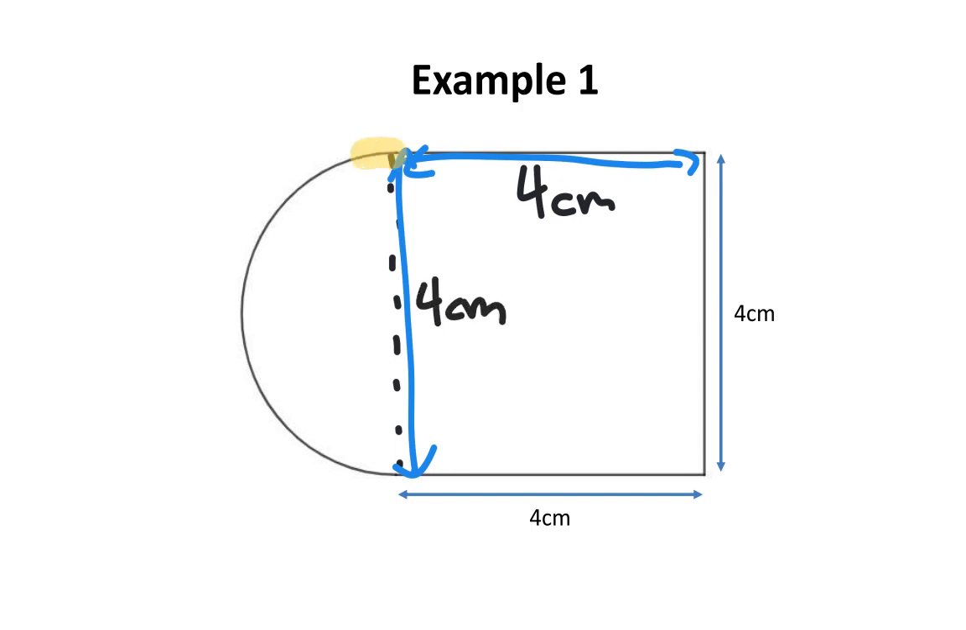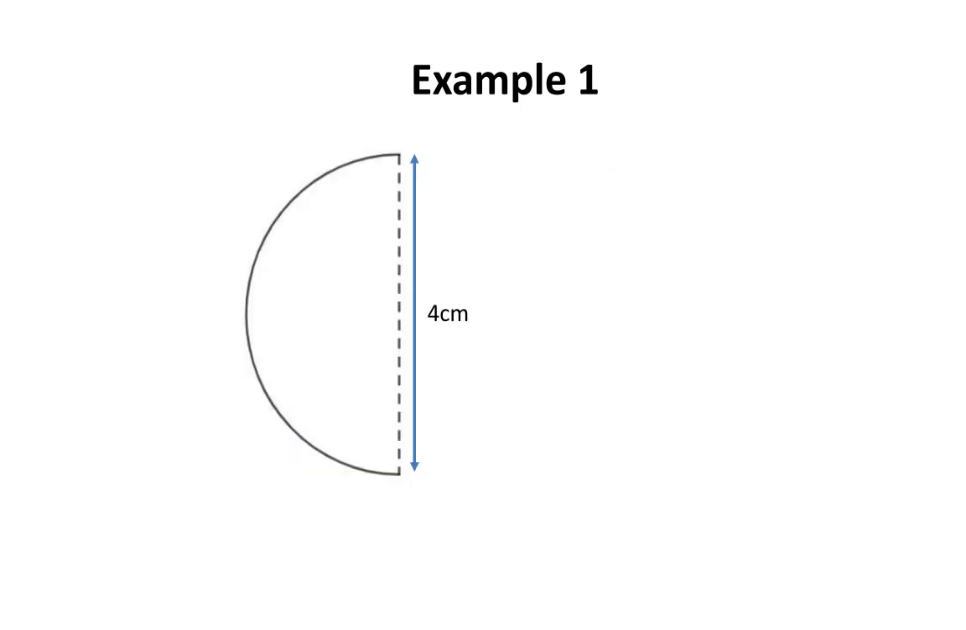However, determining the length of this half circle is going to be a little bit more difficult, so I suggest looking at this half circle on its own. Now that we have this half circle on its own, we can work on determining the length of this half circle, which is really just half the circumference of a circle.